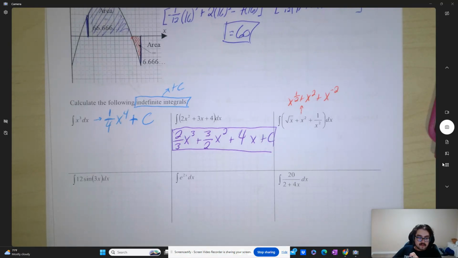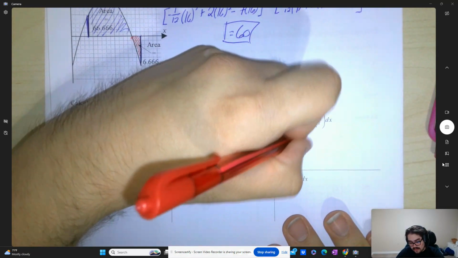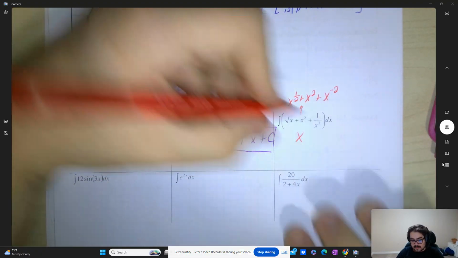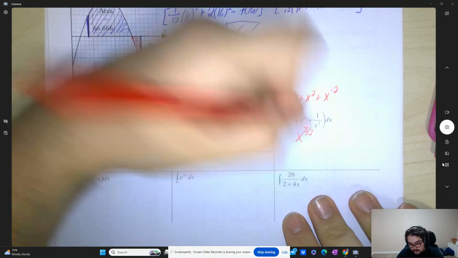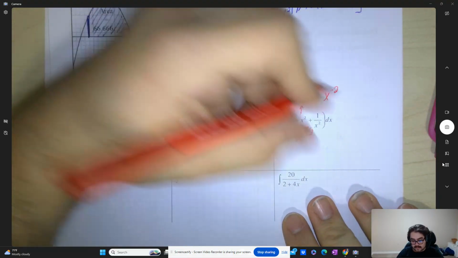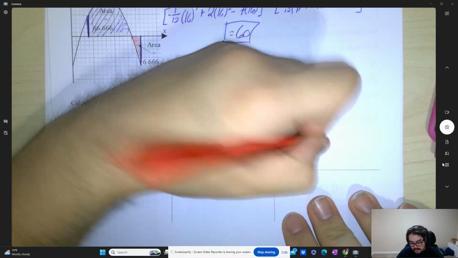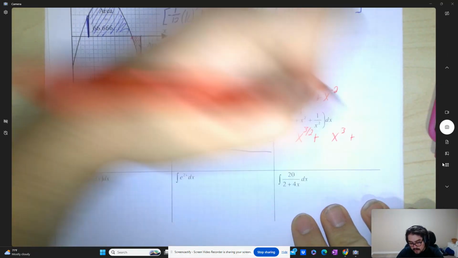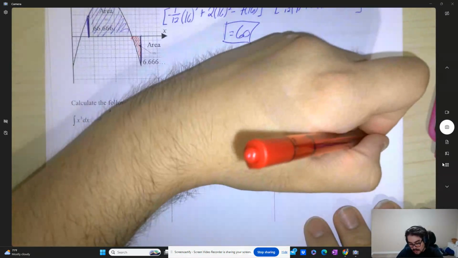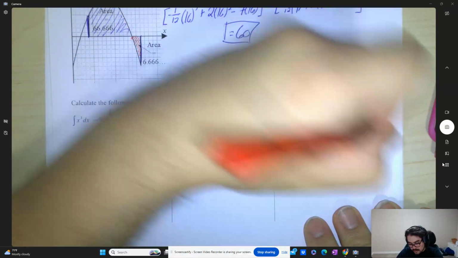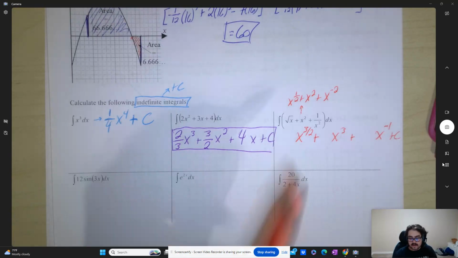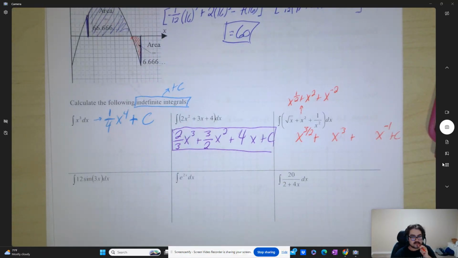So first off, I'm going to write my x's with their exponents incremented by 1. So this is going to be x to the 3 over 2, plus x to the third plus x to the negative 1 plus c. Now I just have to figure out what numbers go in those places.